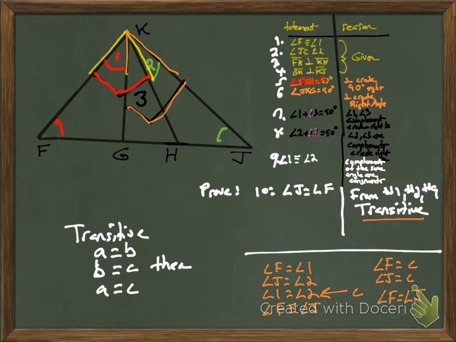It is possible that some teachers might like you to have a little substitution step in the middle here, where you come out and say, since angle 1 equals angle 2, okay, so in that case, angle J equals angle 1, and then you would use the transitive property. It kind of depends on your teacher's style, and that's why you should ask questions in class and take notes and follow along with what they're doing as well.